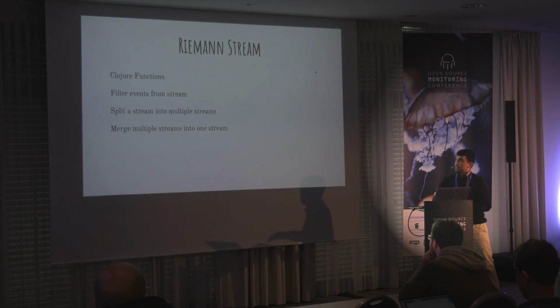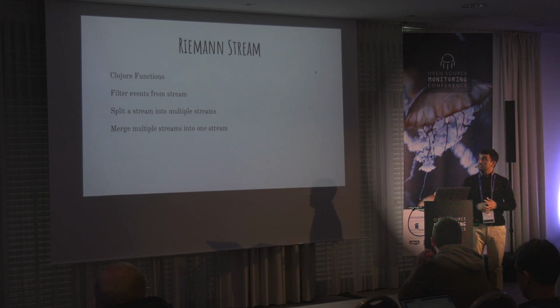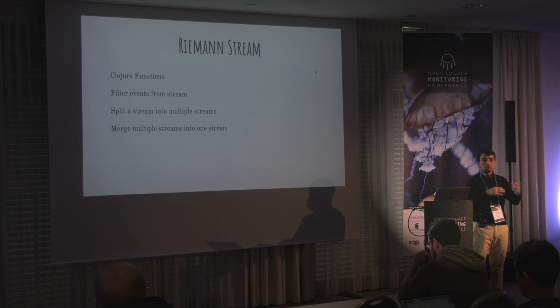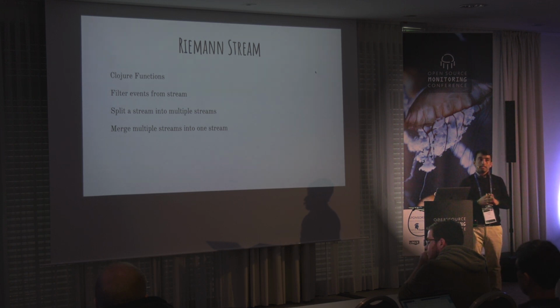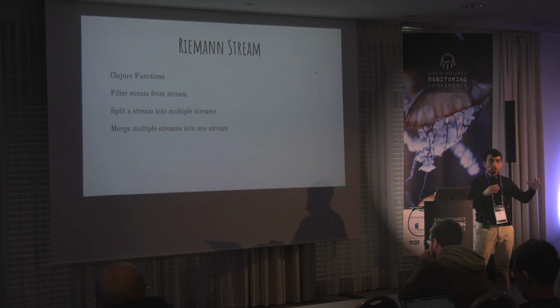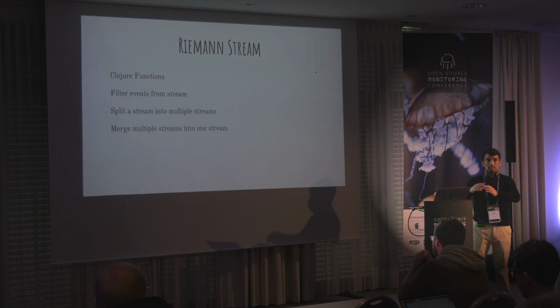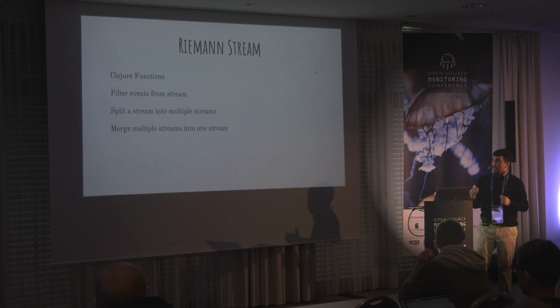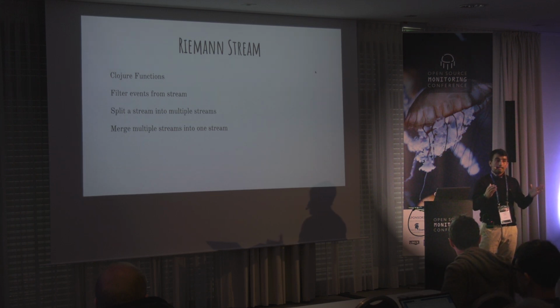Let's look at Riemann streams. Riemann streams are basically Clojure functions, which take an event and do some operations on those events. A stream can actually give rise to multiple child streams. So all these child streams are also functions. If you look inside, it's just a function calling another function, passing the events.